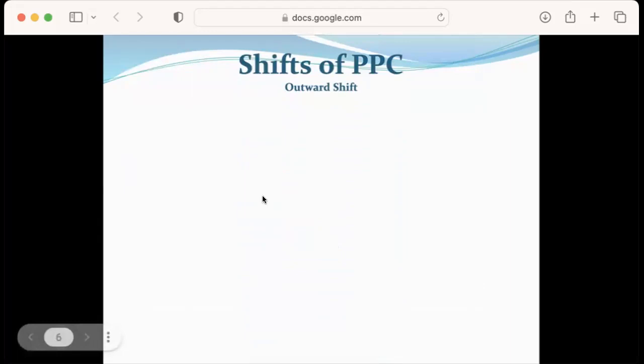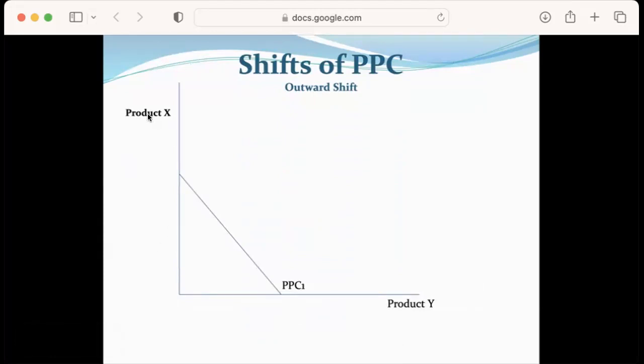Now let's discuss shifts of PPC, right? That means the production possibility curve of a country can move out or move in, shift out or shift in, due to several reasons. Now let's say, for example, currently this is the production possibility curve of this particular country. The country can produce X or Y units, whatever the number of units that is given. So this is the maximum boundary the country can produce.